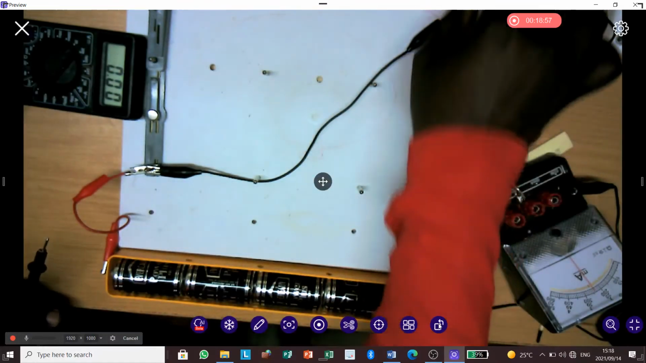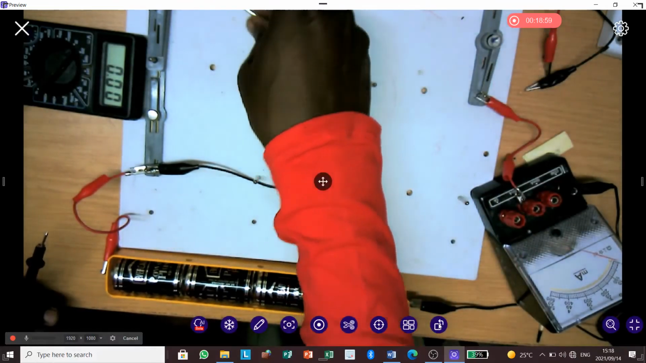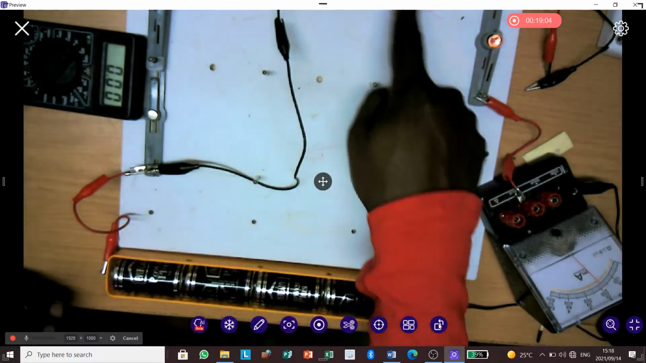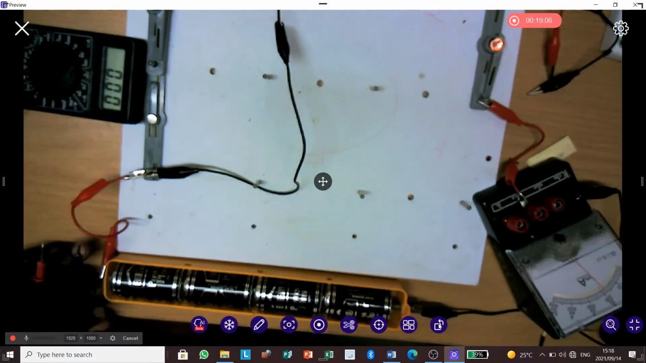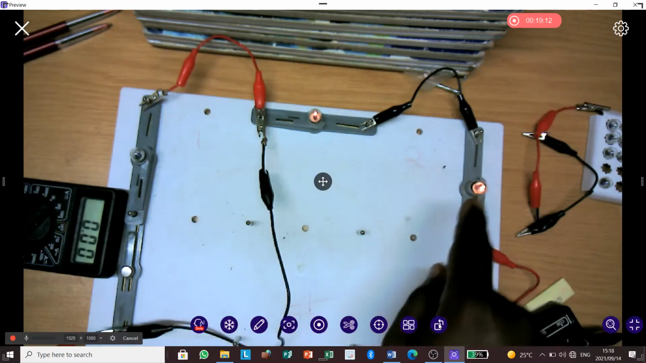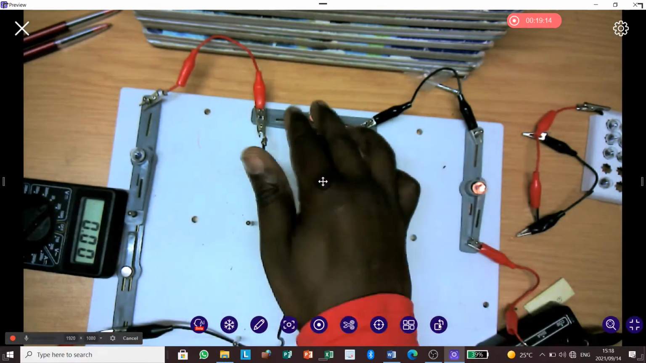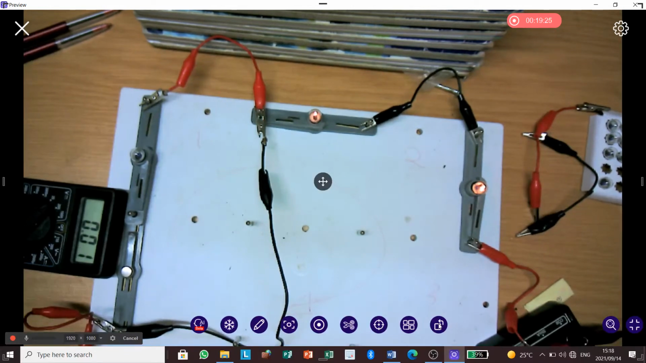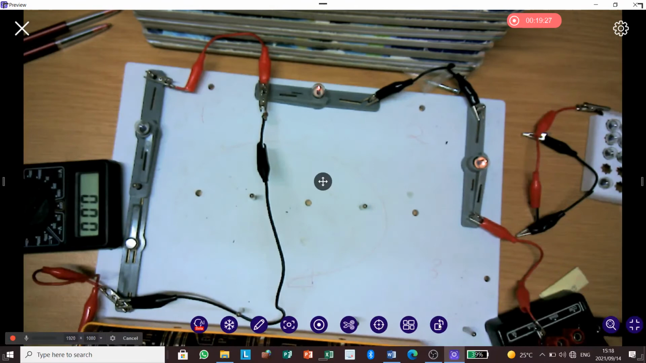Let's connect two light bulbs. Remember, it was bright. Let's connect the second light bulb. When I connect the second light bulb, we notice that the voltage is now shared between the two, and it is dim. Let's check the voltage supplied by my battery.